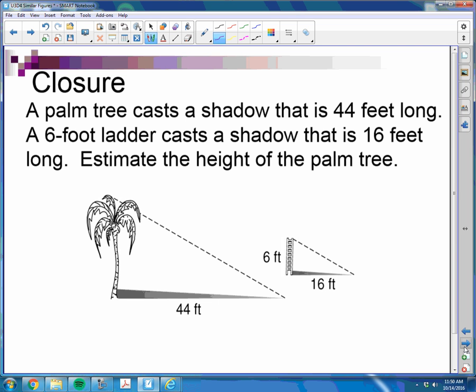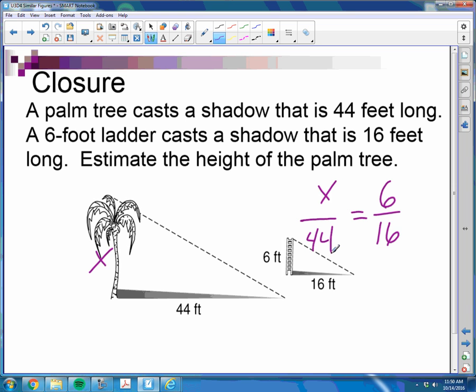Okay, someone give me the proportion we should set up right off the bat. Andrew, give me the proportion I should set up to solve. 6 over 16? That's not a proportion, that's half of it though. What's the other proportion? What are we trying to find? Palm tree height. So set this equal to, Cameron? X over 44.